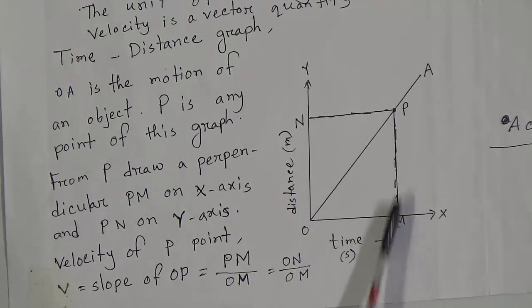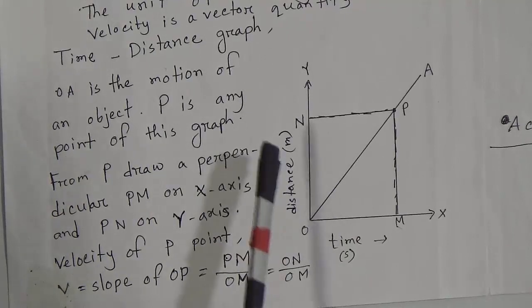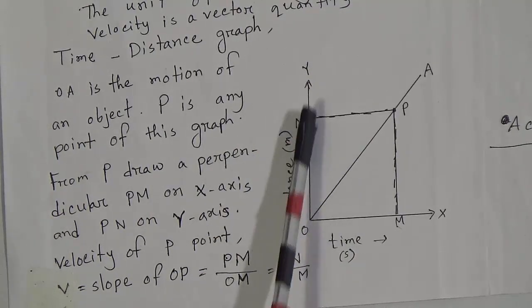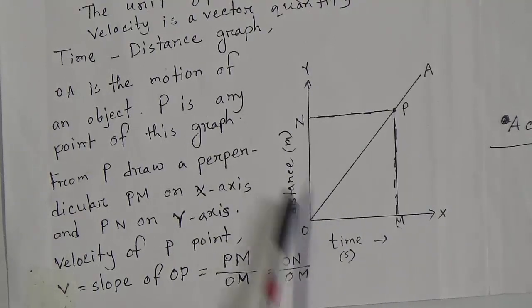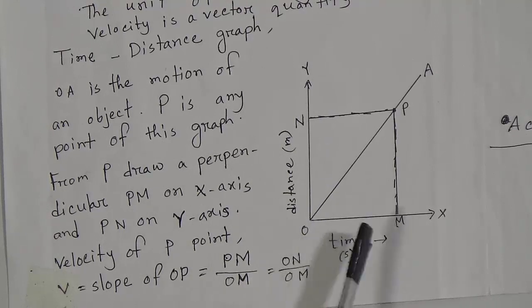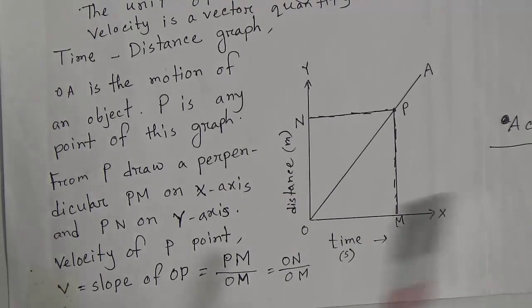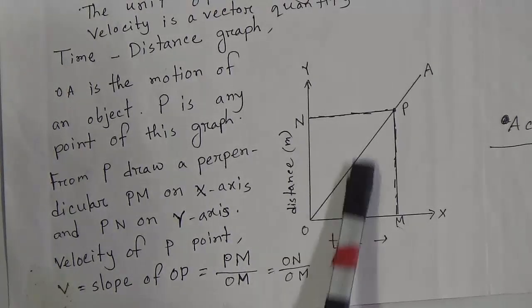We can also write ON divided by OM, because OM is parallel to PN. If we want to find the slope along the OY axis, then it will be ON, because ON is parallel to PM. So it will be ON divided by OM or PN. My dear students, I hope all of you have understood this.